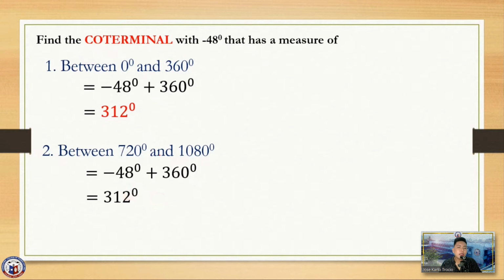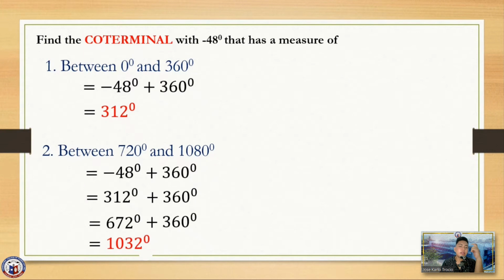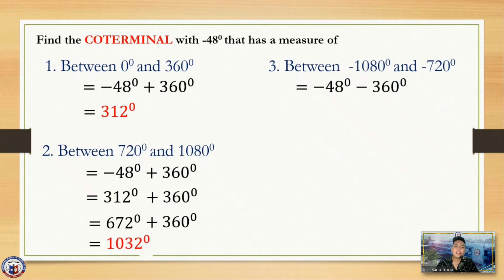720 degrees and 180 degrees, so 48 plus, still no, it does not fit the criteria. So it's somewhere here. We need to put it in between, so you need to add more. 360. 672, is it in here? Not yet, so we need to add another 360, and that makes it now valid for the criteria, in between 180 degrees.